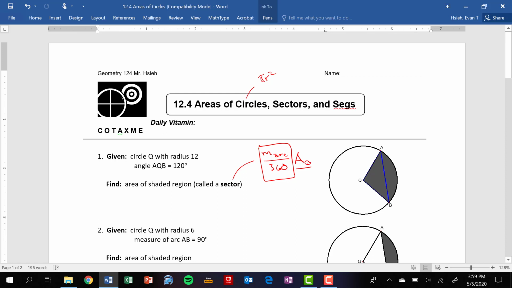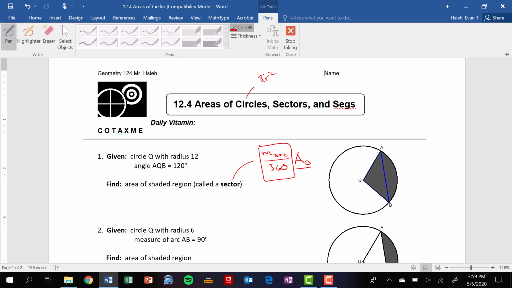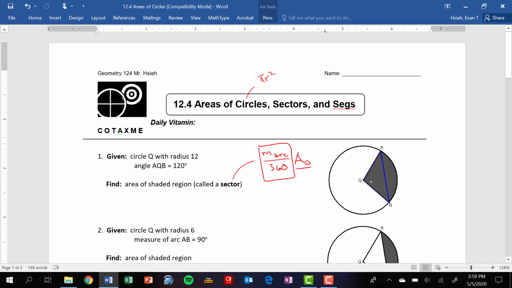And so in a problem like this, where the angle measure is 120 degrees, and the radius is 12, and we're looking for the area of the sector, I'm just going to do 120 degrees divided by 360, or the fraction, which is 1/3 of the area of the circle, which we know is simply pi r squared. And so we know it's pi times 12 squared. And so it's 1/3 of 144 pi.